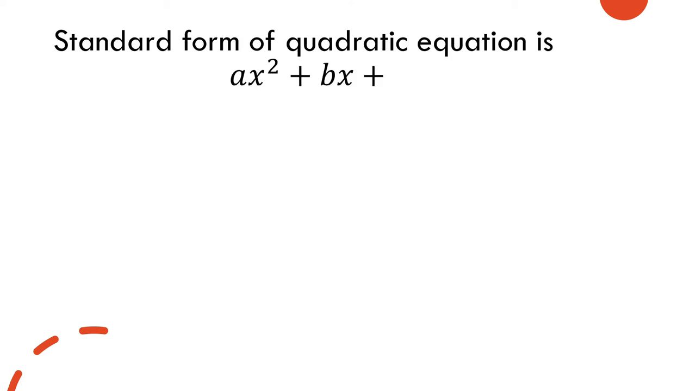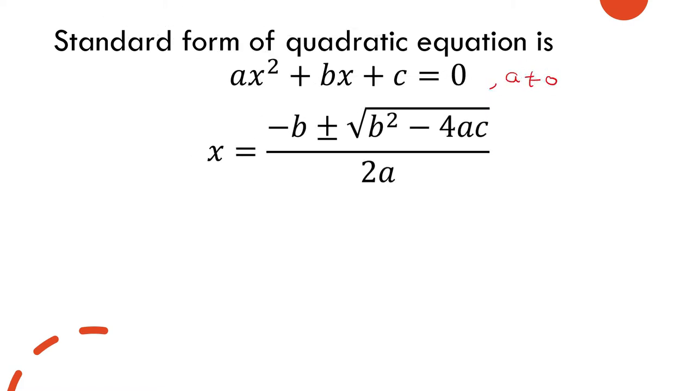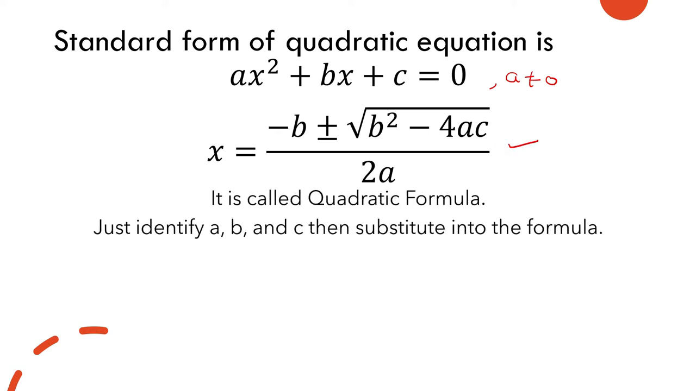Now we know that the standard form of a quadratic equation is ax square plus bx plus c is equal to 0, where a is not equal to 0. So the quadratic formula is x is equal to minus b plus minus root b square minus 4ac upon 2a. This is called our quadratic formula. What we have to do is just identify the values of a, b and c from the standard form of the quadratic equation and substitute the values here.